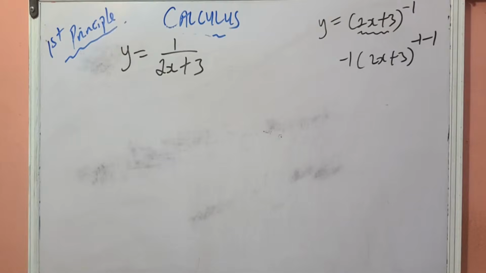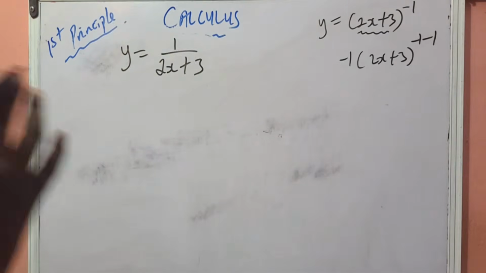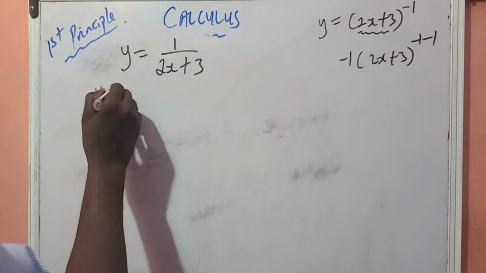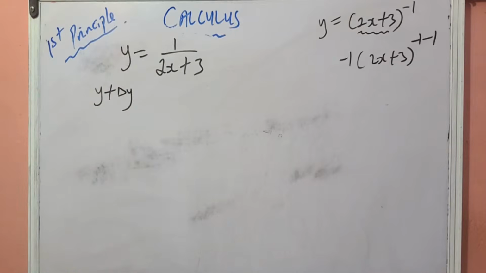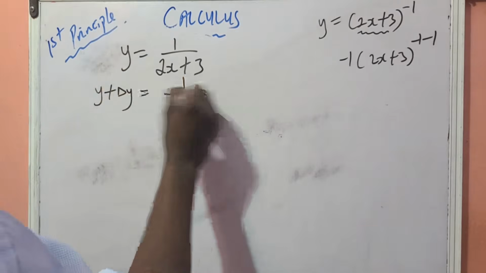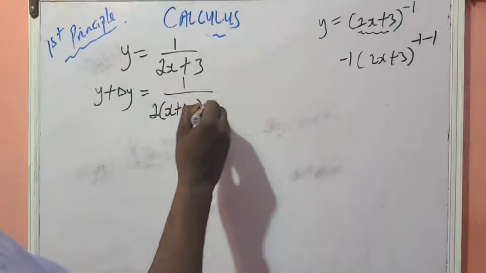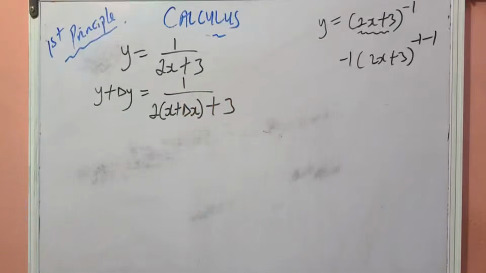All right. Now, first principle. No matter how complex the question is, just follow it step by step. That's what matters. The first step says increase both the x and y variables. So y plus change in y will be equals to 1 over 2, and wherever you see x, put in x plus change in x, plus 3. Can you see the first step? It's quite basic. Follow the steps, you don't go wrong.